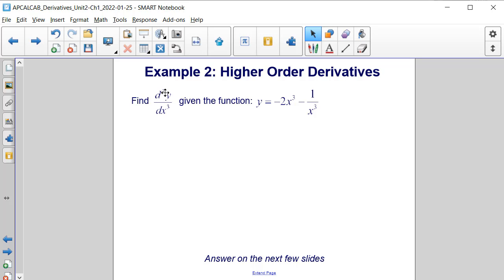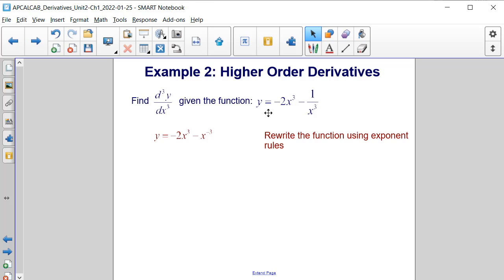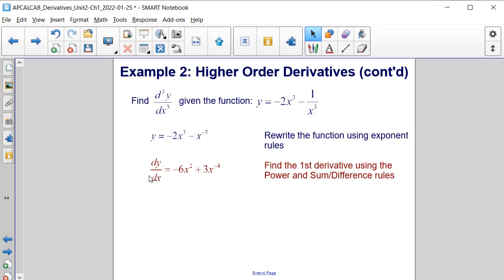Find the third derivative of y with respect to x, given that the function is y equals negative 2x to the third minus 1 divided by x to the third. Start by rewriting our function y so that we have integer exponents. In other words, get rid of this 1 divided by x to the third. It's equal to x to the negative third power. So we have y equals negative 2x to the third minus x raised to the negative third. Now we can take the derivative. And we are going to use the power and sum and difference rules.